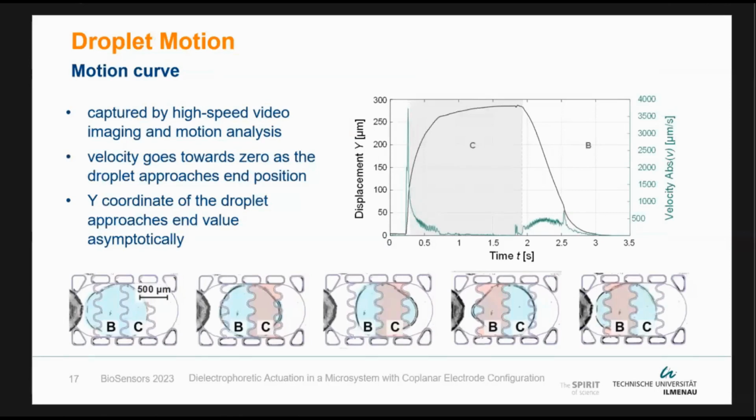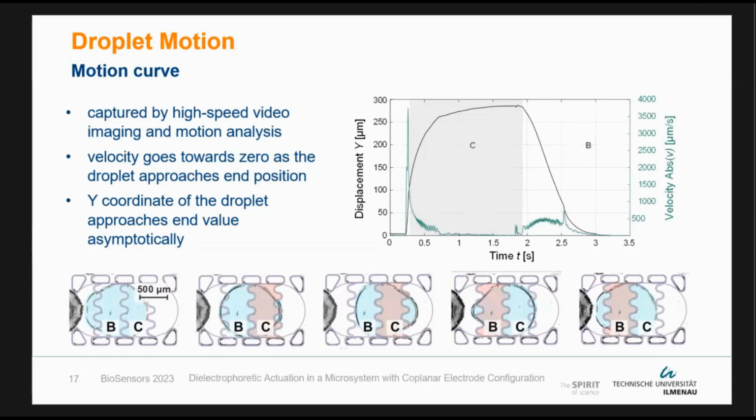Looking at the motion profile of such a droplet transition, this was also captured by high-speed video imaging and analyzed by digital image processing. For this purpose, one edge of the droplet contour is dragged over an entire motion cycle. As we can see, when one electrode, here labeled C, is actuated, we have a steep increase of our droplet position and also of the velocity, and the end position is reached asymptotically. That means if we have a look at the velocity, this goes towards zero.